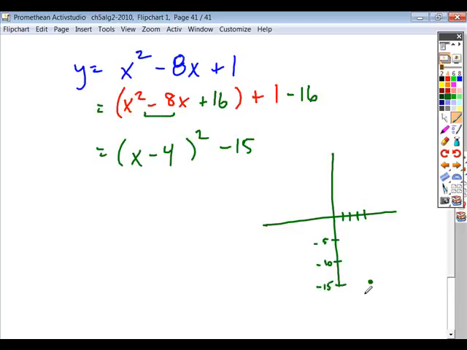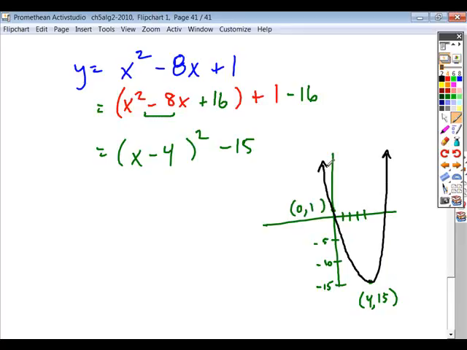Okay, so here is our vertex. Our graph is going to open, what, up or down? Opens up, so I'll label below here. Hey, what is my y-intercept going to be? 1, so I can plot that point as well. And so now my sketch winds up being pretty easy to do. And I have my graph.